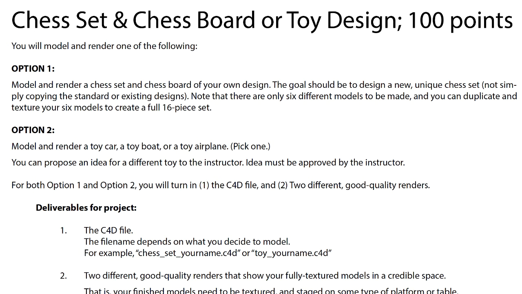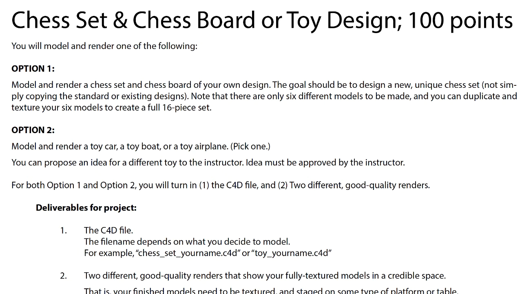So option one is model and render a chess set and a chess board of your own design. And I'll talk about chess sets and chessboards at the end of this video. So you want to design something that's new, hasn't been seen before. Do not just create a standard chess set. Make something thematic, something interesting. Like, for example, a chess set based on architecture, or a chess set based on, I don't know, furniture, even. And I'll just keep watching the video. I'll talk more about that as we go along here.